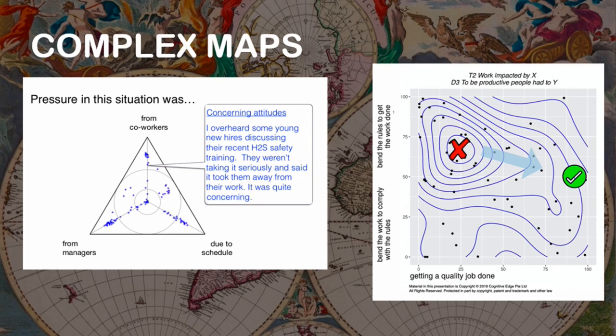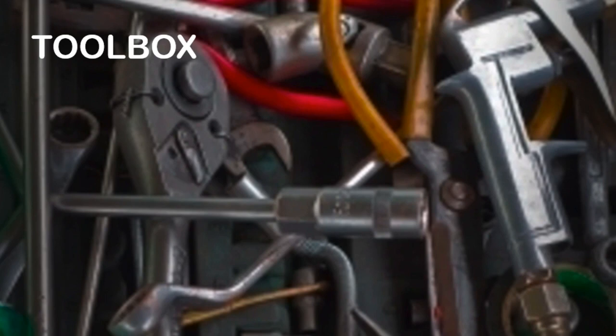On the left is a triangular heat map and a narrative landscape map on the right. Each dot is a story. A map affords a sense of direction. In this illustration, it would be the desire to move from red X to green check mark. Let's turn our attention now to deciding what should be in our toolbox.